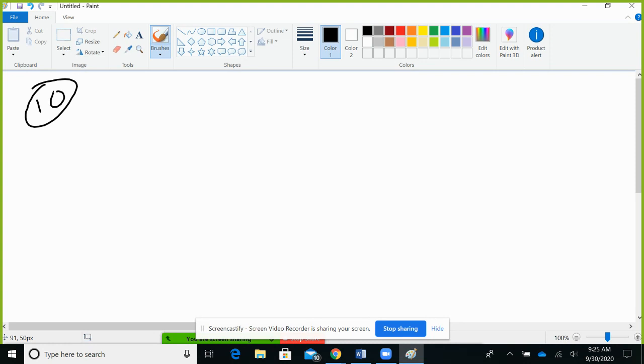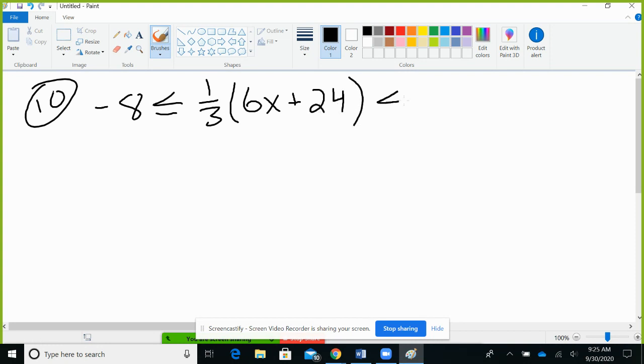You have -8 is less than or equal to 1/3 times 6x plus 24 is less than or equal to 12. That's a mouthful. Okay. Bree, what is my first step when solving this problem?